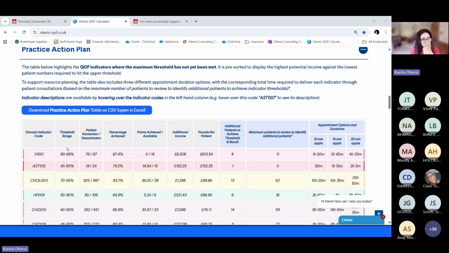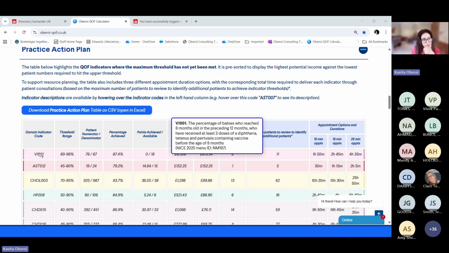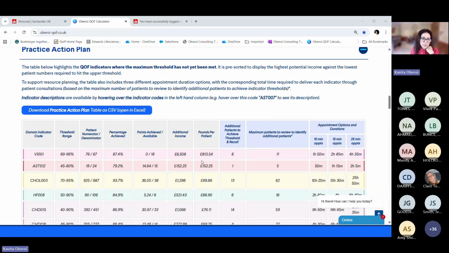So what we've got here is, if you go down the side, you can see this indicator here for vaccines. At the moment, there are 8 patients for this practice to recall to get to the threshold. There are 11 patients that are not hitting that indicator. But what we can see is the pounds per patient for doing that activity is £813 for every patient. So if we hit the 8 patients, then that will bring in additional income of £6,500.